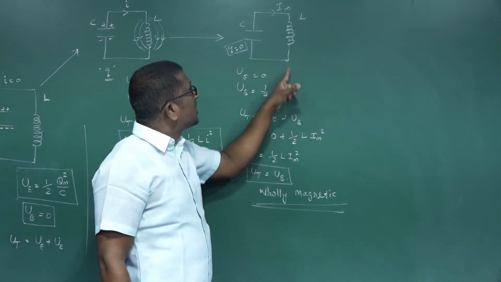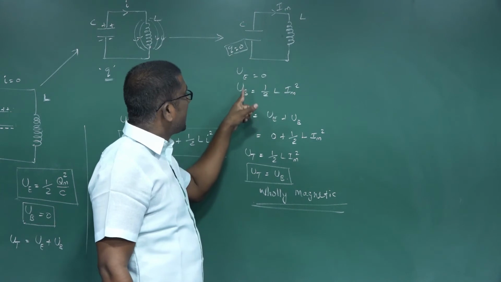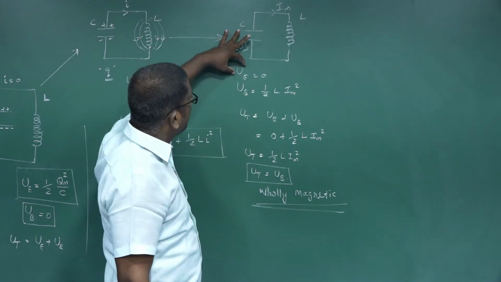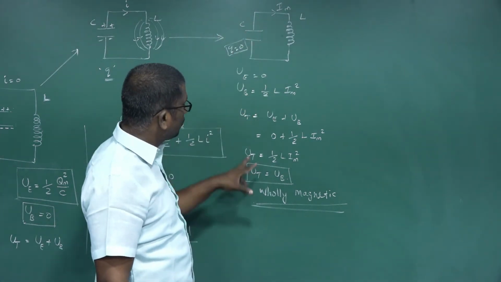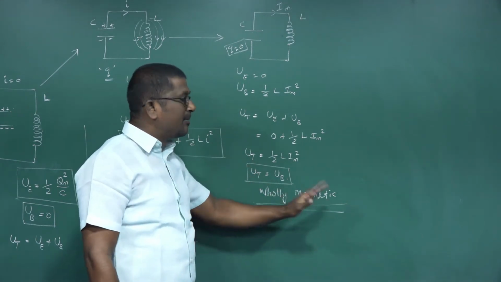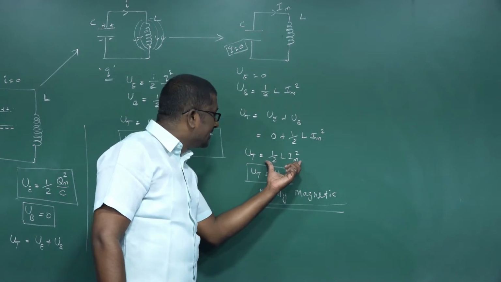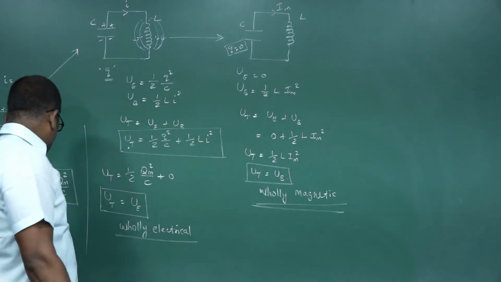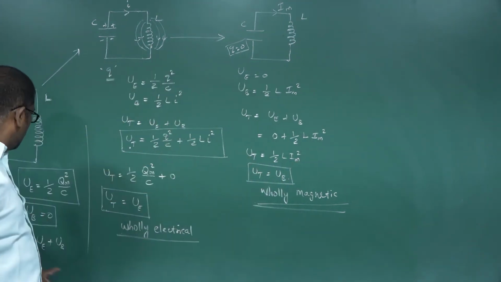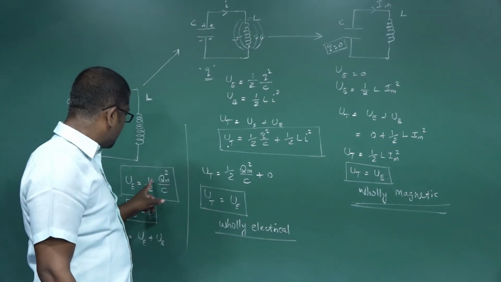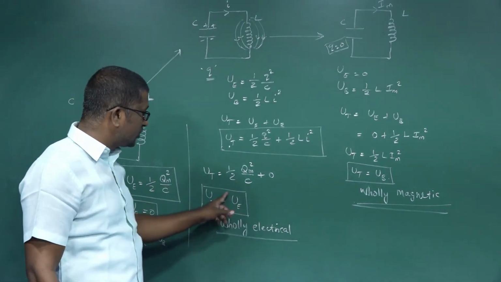Here the maximum current is flowing through the inductor. So that is why magnetic energy is maximum. But the electrical energy value is 0. So total energy is completely magnetic. This energy is the same as that of the initial state, that is, the energy Q M squared divided by 2C, that is U E.